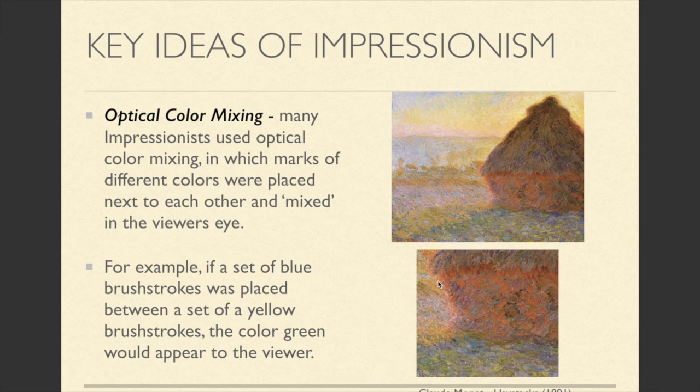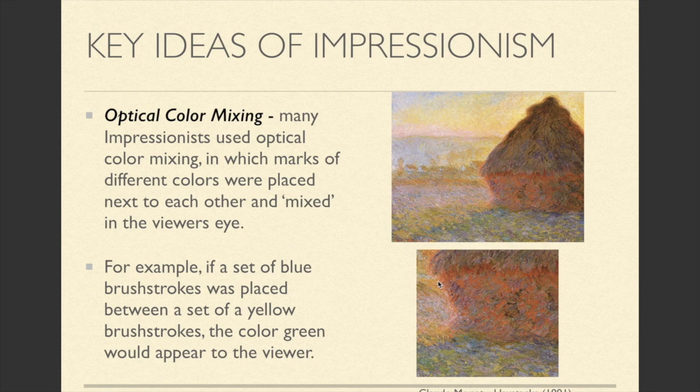Another key idea of Impressionism is that they used optical color mixing. So rather than mix the colors all on their palette, they would place colors next to each other and they would combine in the eye. Similar to what you would see with a comic book. Have you seen an old comic book where you'd see little dots next to each other? Like you would see blue dots next to red dots, and you get a violet, or you'd see blue dots next to yellow dots, and you'll get a green.